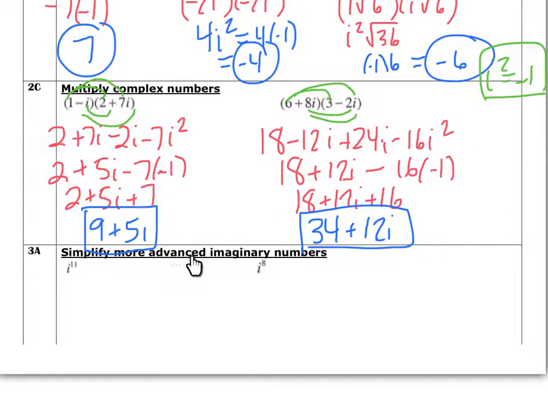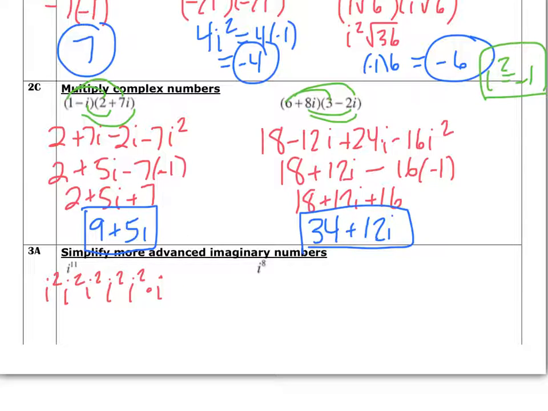3a is simplify more advanced imaginary numbers. All you need to do in this is pull out as many i squareds as possible. So we're going to pull out as many i squareds and replace each one with a negative 1. So let's just start with i to the 11th. So i to the 11th can be represented as 1 i squared. That's 2 of the i's. If I do another one, that's 4 i's. 6, 8, and 10. Don't forget I need an extra one to make the 11th.